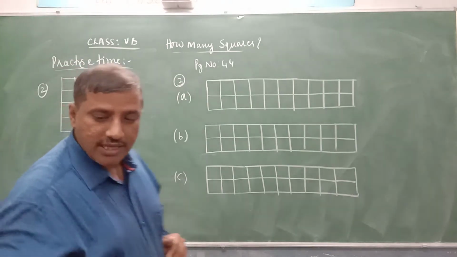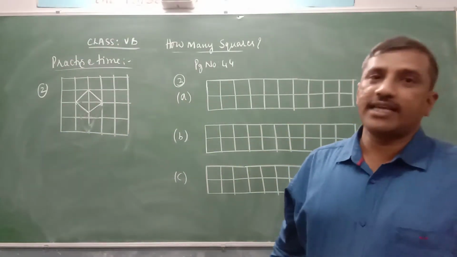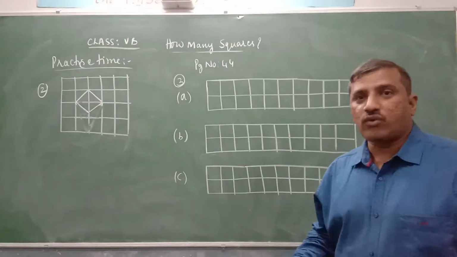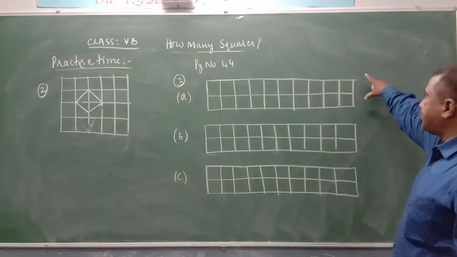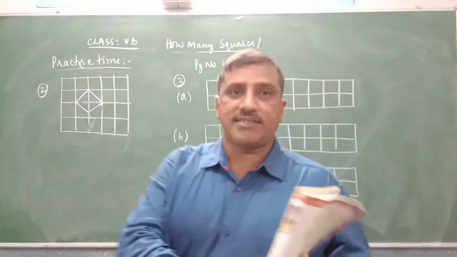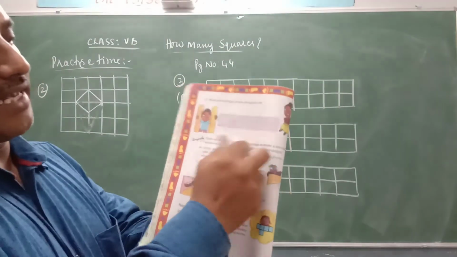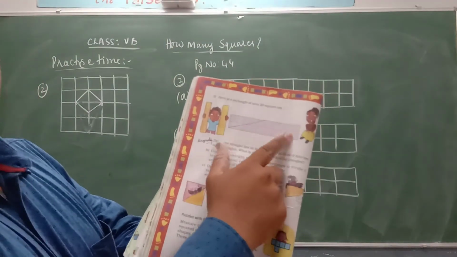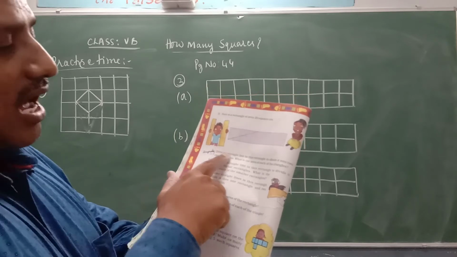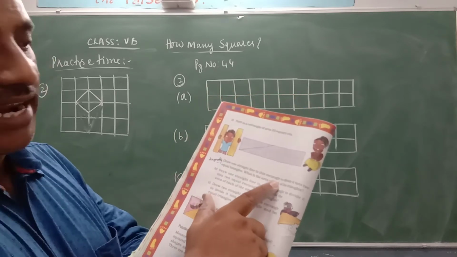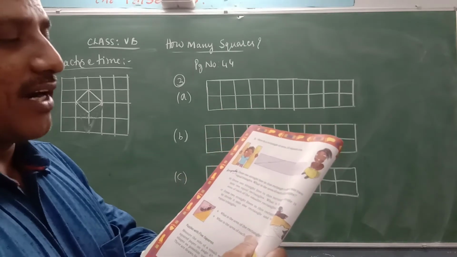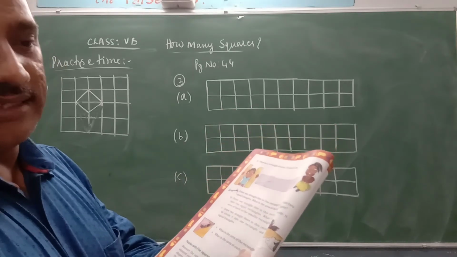Now move to page number 44. There we have one more question. Here is a rectangle of area 20 square centimeters. Yes, you see this? This is a rectangle whose area is 20 square centimeters. Now question A. Draw one straight line in this rectangle to divide it into 2 equal triangles. What is the area of each of the triangles?